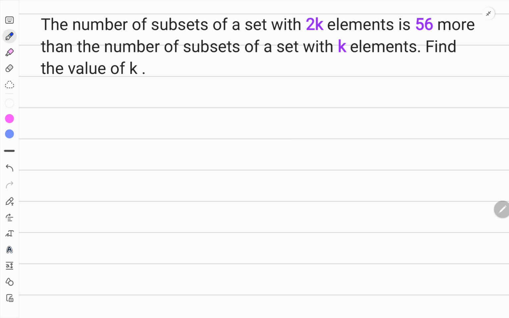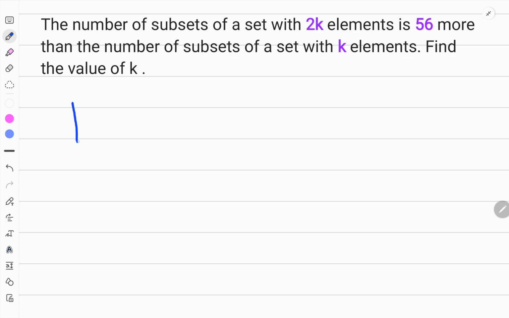I'm Neil, and in today's video we're going to solve an interesting math problem involving subsets and exponential equation. Let's dive into it. As you can see, the problem is: the number of subsets of a set with 2k elements is 56 more than the number of subsets of a set with k elements. Find the value of k.